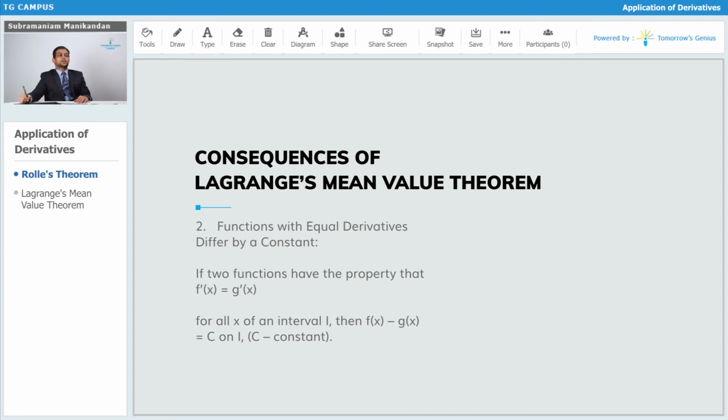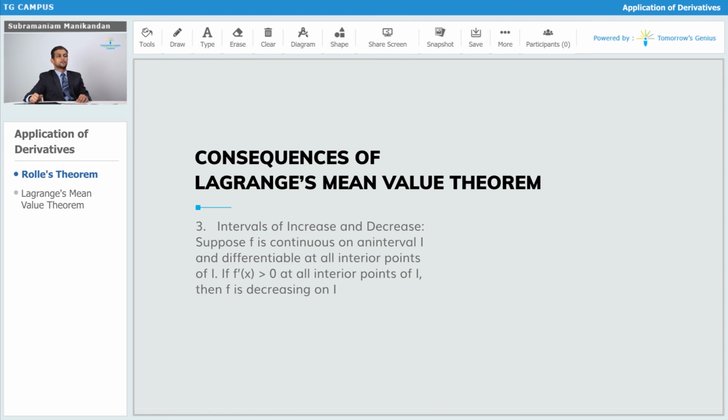The second consequence: functions with equal derivatives differ by a constant. If two functions have the property that f'(x) = g'(x) for all x of an interval I, then f(x) - g(x) = c on this interval I. And this also leads to the third consequence, which we have already studied, intervals of increase and decrease.